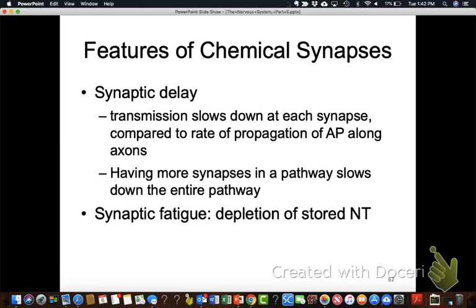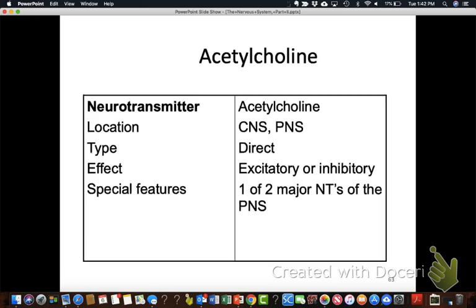A second aspect of synapses is synaptic fatigue. You can actually deplete the amount of stored neurotransmitter. Honestly, I don't know how common this is. You can do it experimentally, and certain drugs can do that as well. All right, so as we go through the neurotransmitters themselves, please rely on the posted practice quizzes to make sure you know what you need to know about each one of these.